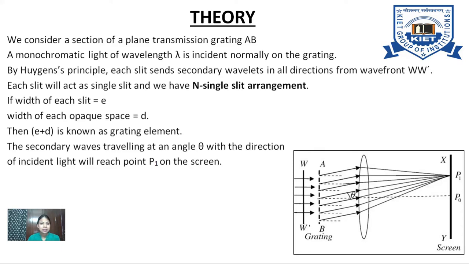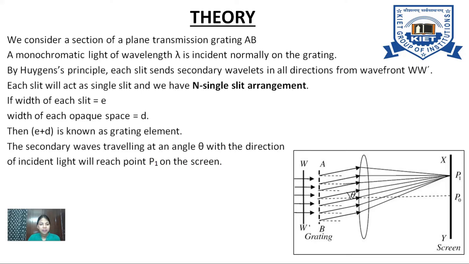So now we consider a section of the plane transmission grating, which is AB. A monochromatic light of wavelength lambda is incident on this plane transmission grating. Now by Huygens principle, we all know that each slit sends secondary wavelets in all directions from wavefront W, W'. Each slit will act as a single slit, and therefore we have an N single slit arrangement. Let us consider that the width of each slit is e and the width of each opaque space is d. Then e plus d is known as the grating element.